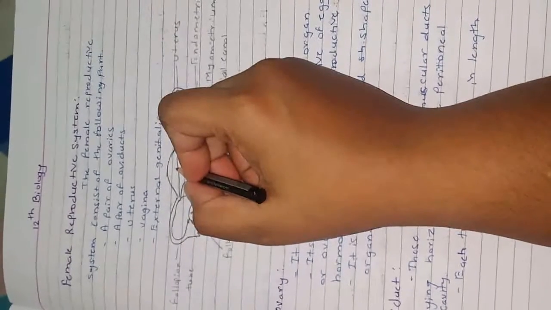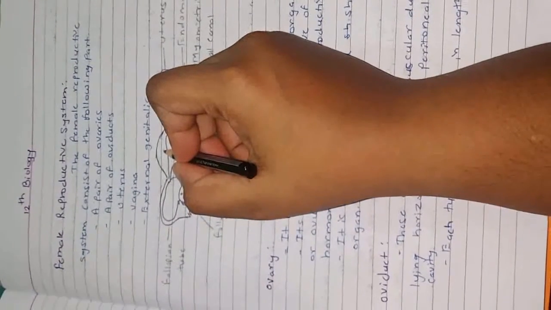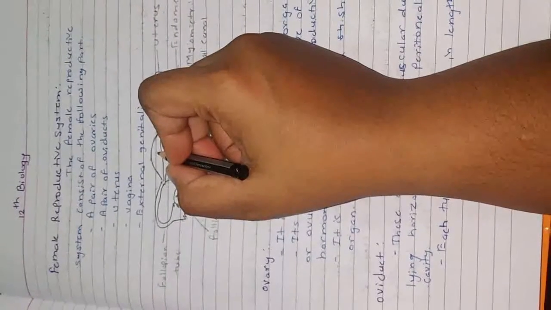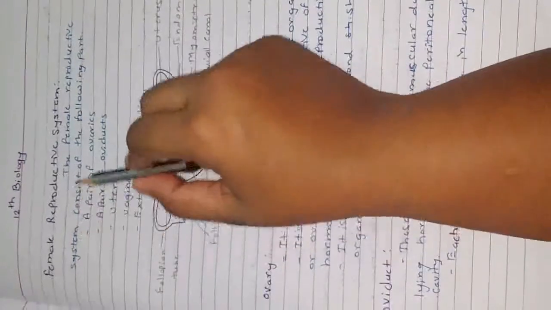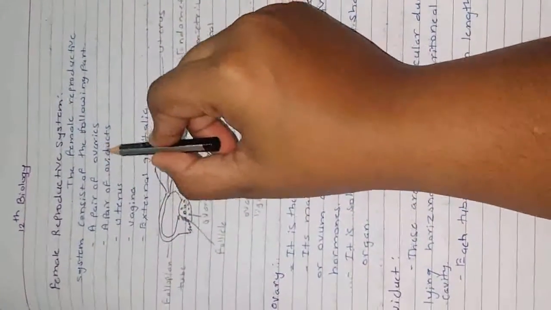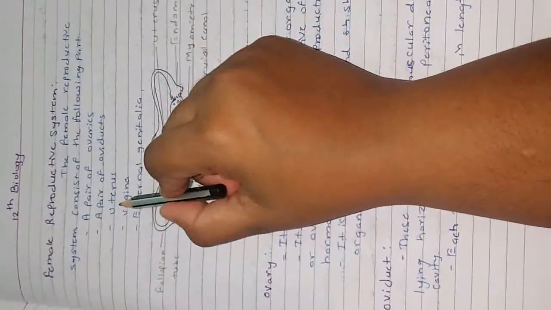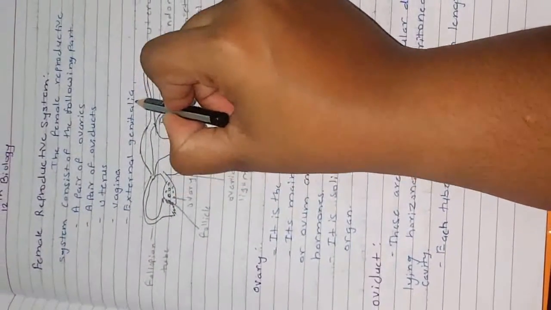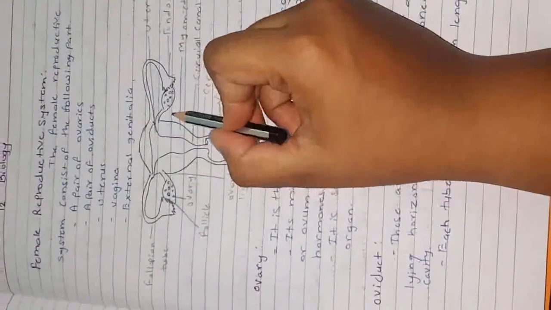Morning, students. This is lecture number 2, chapter number 2, reproduction in lower and higher animals. We have seen the male reproductive system in the last lecture. Now we will see the female reproductive system. The female reproductive system consists of the following parts: a pair of ovaries, a pair of oviducts, uterus, vagina, and external genitalia. This figure shows the female reproductive system.